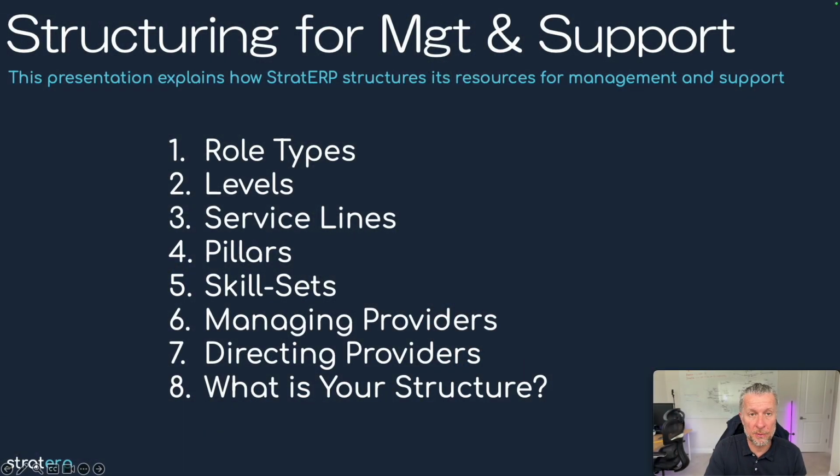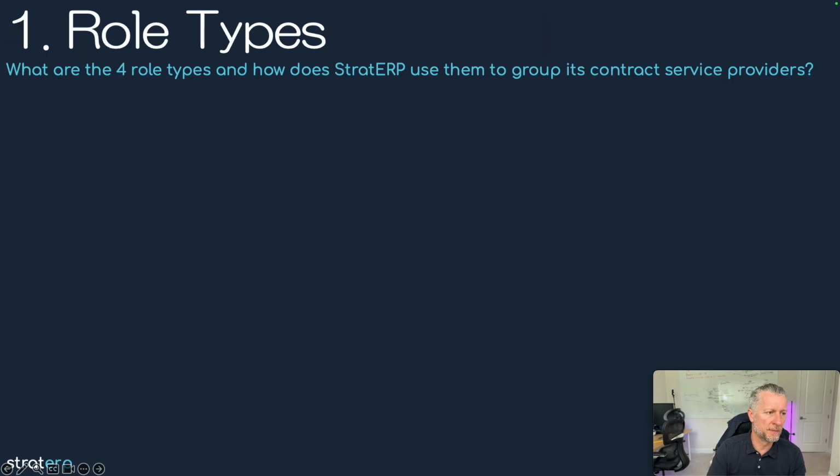Okay, so here are the slides we're going to walk through, 8 of them, that are going to help us understand how and why we structure resources or contract service providers for management and support. So we'll talk about, again, role types, which we talked about in the first presentation of comp. We'll talk again about levels, service lines, pillars, skill sets, and then a little bit about managing providers, directing providers, and then kind of what is your structure. All right, so with that, let's go to slide 1.